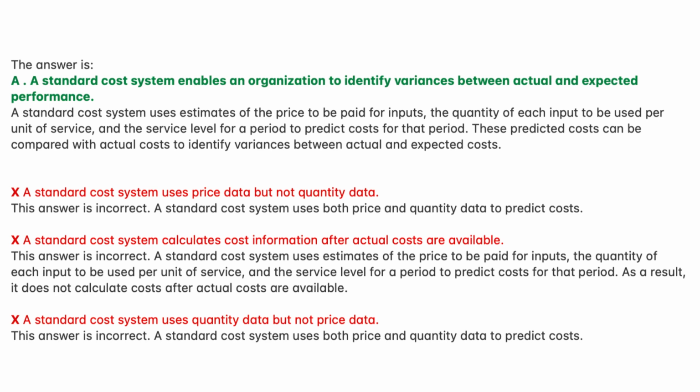A standard cost system uses estimates of the price to be paid for inputs, the quantity of each input to be used per unit of service, and the service level for a period to predict costs for that period. These predicted costs can be compared with actual costs to identify variances between actual and expected costs.